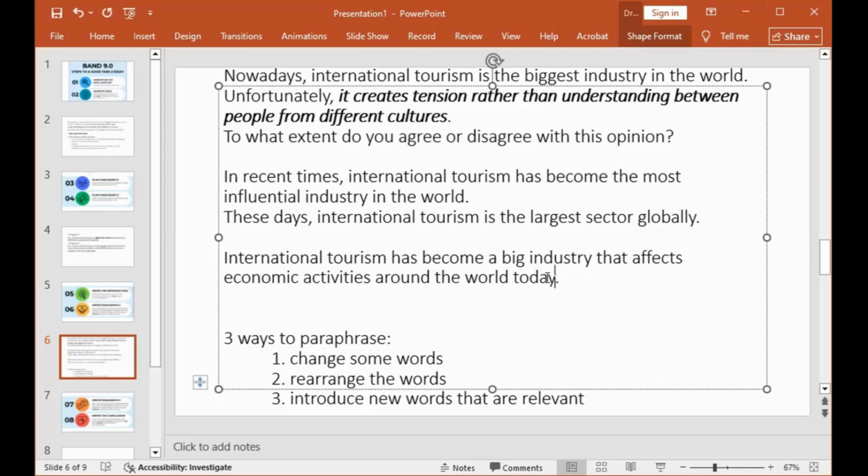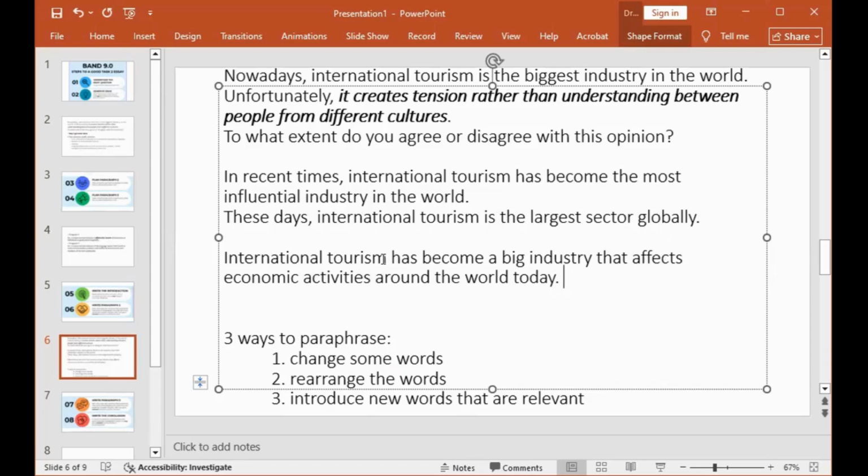Nowadays. I wrote "today." So I've changed something, and I also rearranged. Instead of putting "today" at the beginning of the sentence, I put it at the end. I also introduced some new words that are relevant. When I say relevant, I said "what affects economic activities." It's still the same context, the same concept of the essay question that we are presenting here by saying "affects economic activities." So we have paraphrased sentence 1.